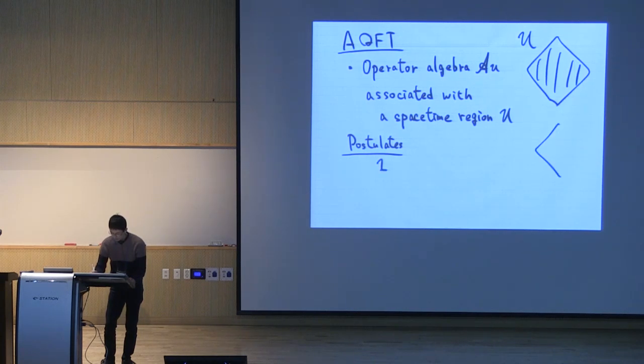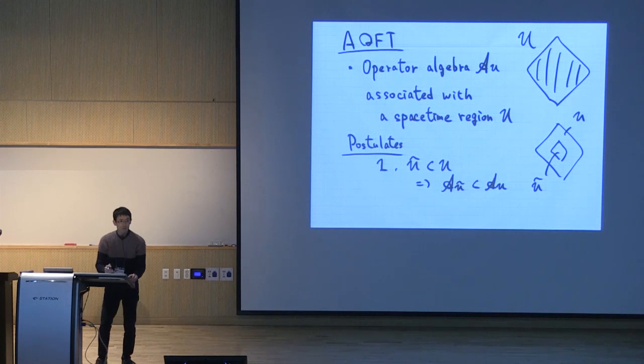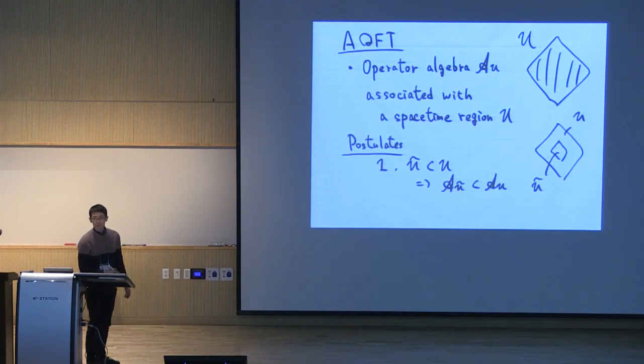If we have space-time regions such that one space-time region is included in another, U tilde is included in U, if U tilde is a subset of U, then the algebra of U tilde is also included in the algebra of U. This is a very natural postulate, because if you shrink the size of the space-time, then you have fewer operators you can use.